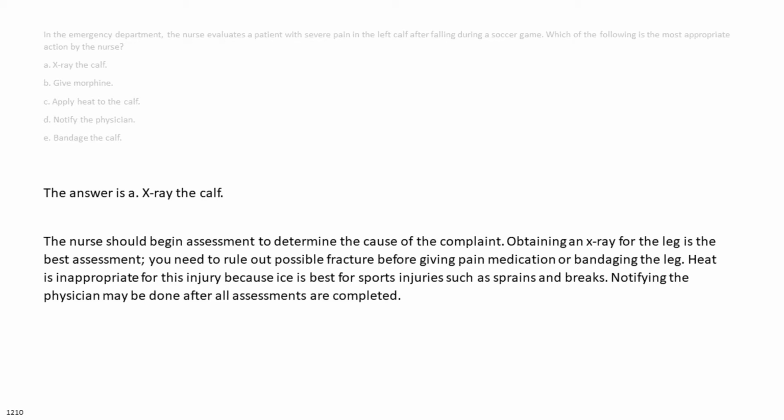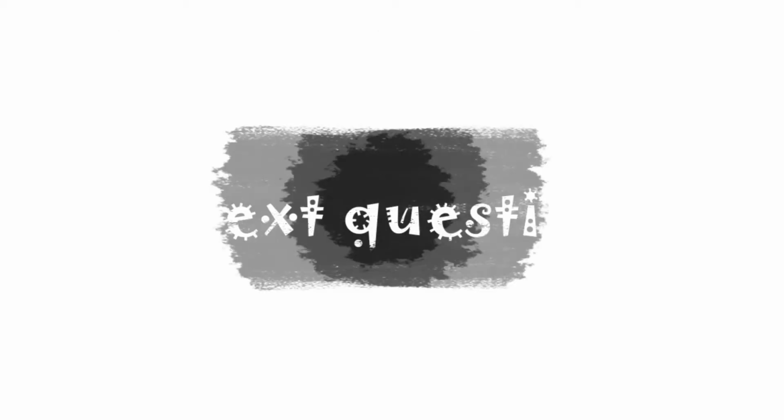Heat is inappropriate for this injury because ice is best for sports injuries such as sprains and breaks. Notifying the physician may be done after all assessments are completed.